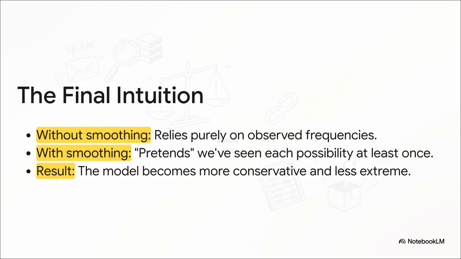So here's the big idea. Without smoothing, our model is a slave to what it's already seen. A rare event can totally break it. But with smoothing, we build in a little bit of humility. We create a more conservative, more realistic model that doesn't overreact to its training data. It's just much better prepared for the real world.